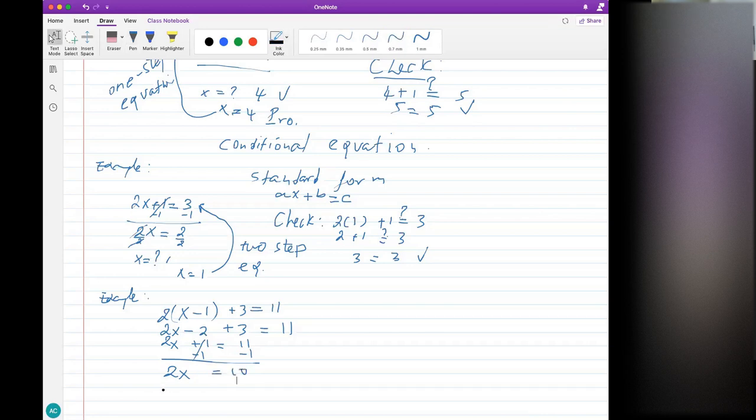Finally, what do you do? Divide 2. Divide 2. Exactly. So we're going to divide by 2. Divide both sides by 2 in order to cancel the 2. Again, solving means getting the x by itself. So x is 5. And again, let's check one more time.